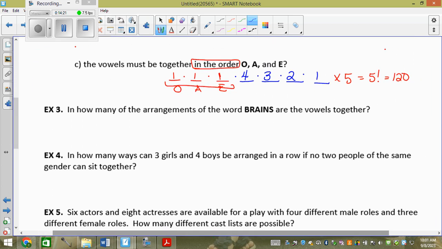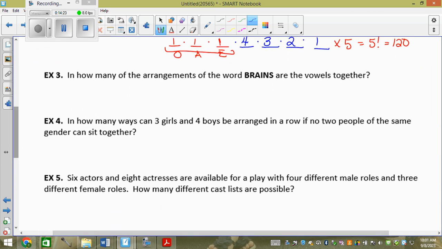I want you to try, we'll discuss 4 and then we'll try something. So 4 says, in how many ways can 3 girls and 4 boys be arranged in a row? So how many people are we arranging? 7. Note people of the same gender can sit together.